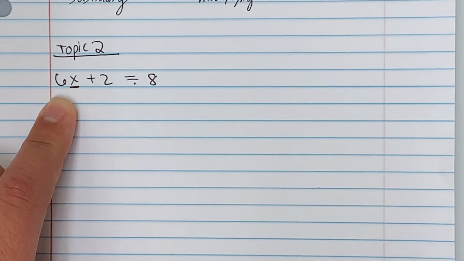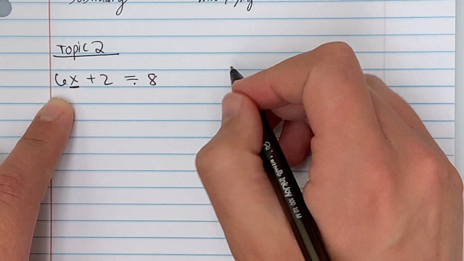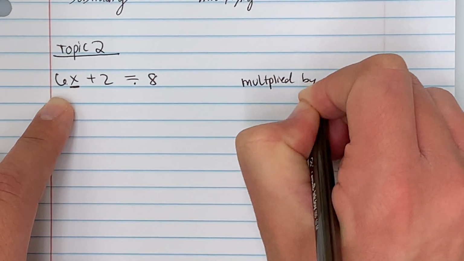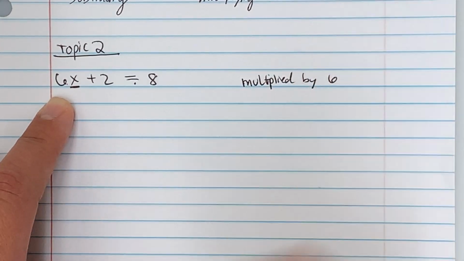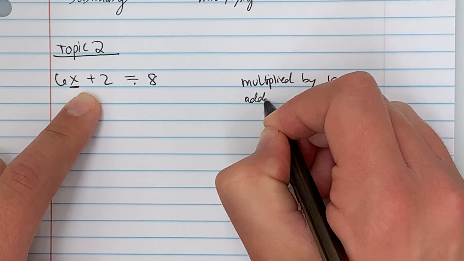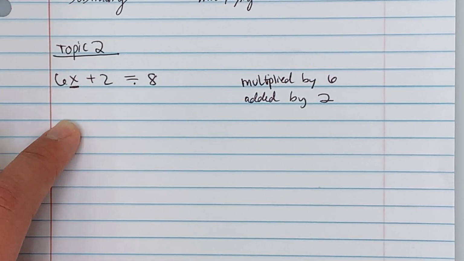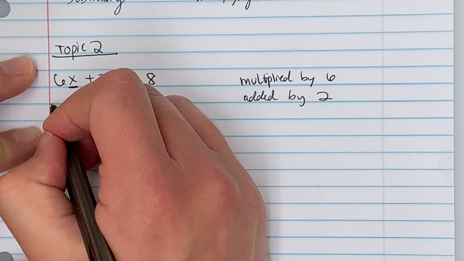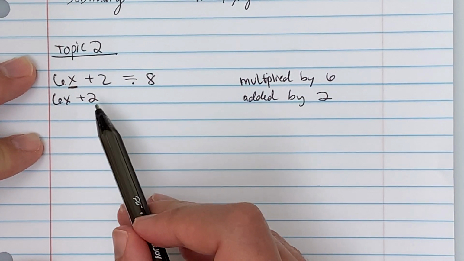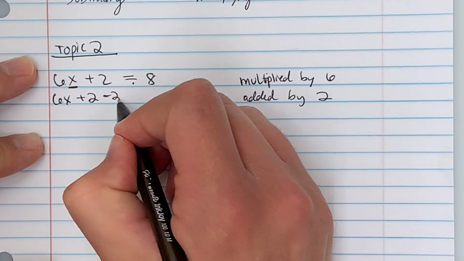So the first thing I have to do, I have to identify what's being done to x. Well, x is being multiplied by 6, so let's write that down. Multiplied by 6, and it is being added by 2. So we have to do the opposite of that. So we're gonna bring down 6x plus 2, and we have to think, well, what's the opposite of adding by 2? It would be to subtract by 2. So we're gonna subtract 2.